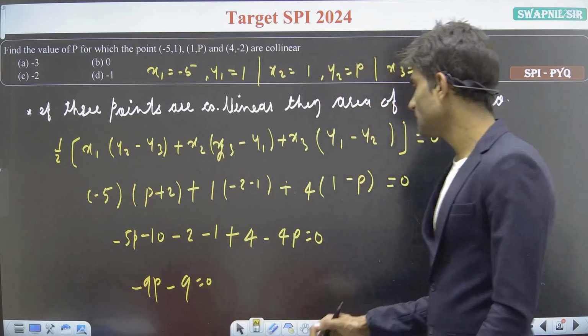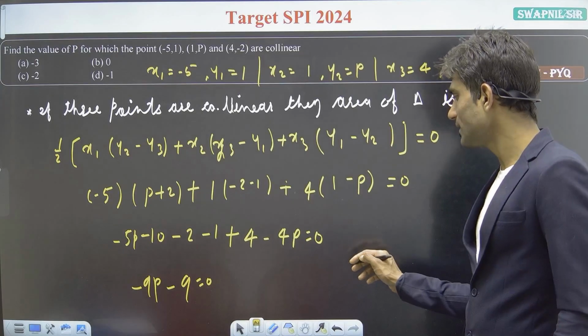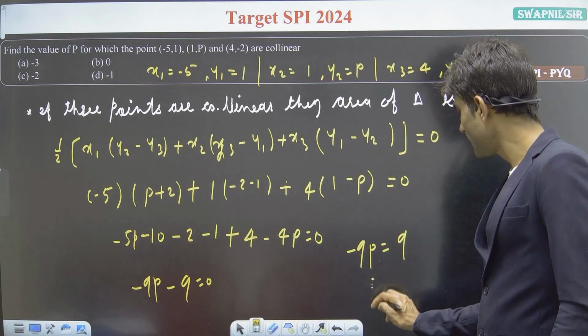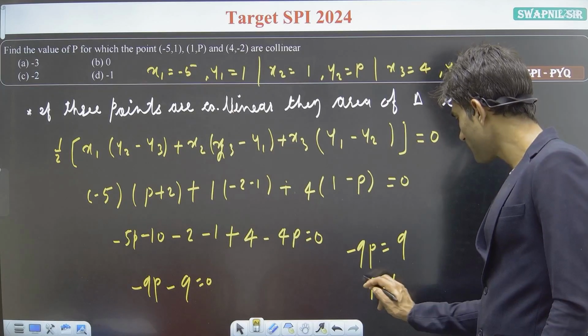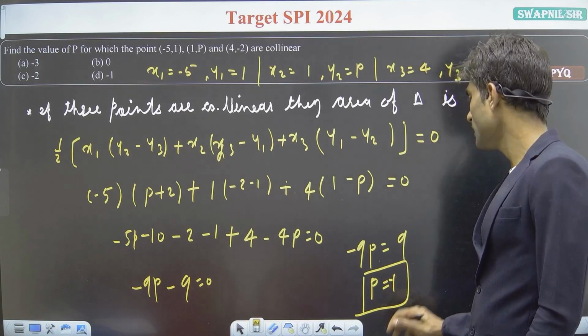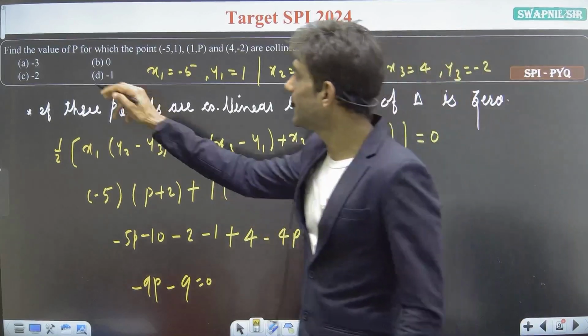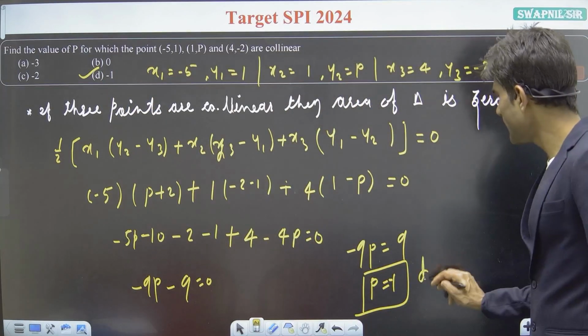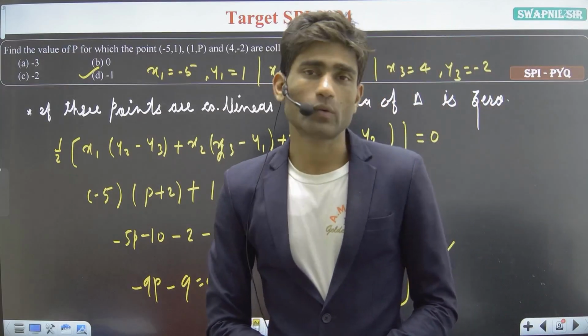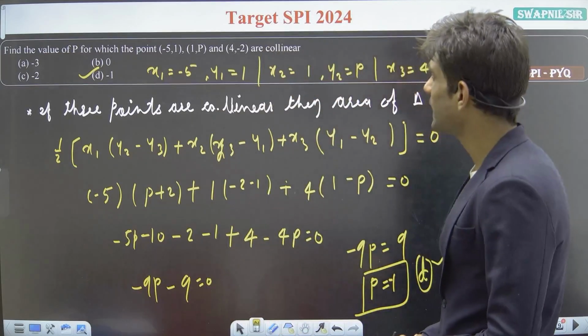So take all the terms to the other side. Minus 9p, we write, is equal to 9. Then p we get here is negative 1, not 1. This is the value for p, which is equal to negative 1. Now see that in our option D, we have p equal to negative of 1. That is the required answer for our given example.